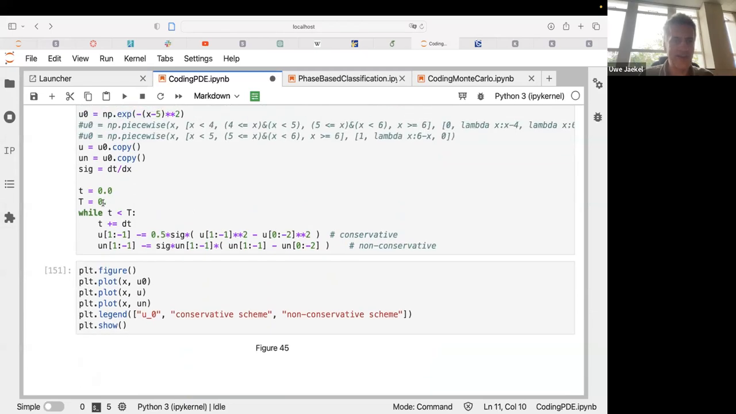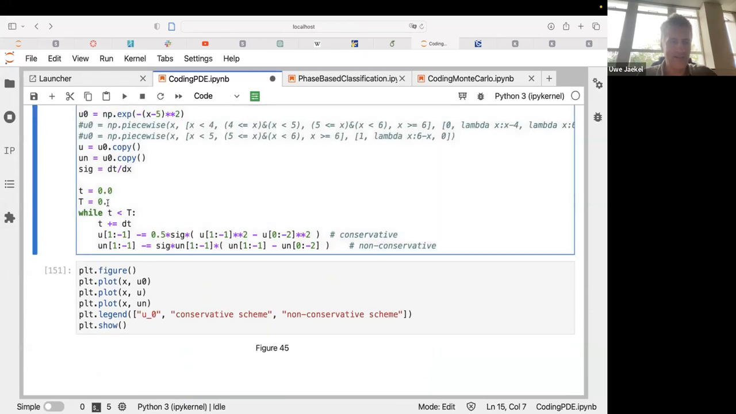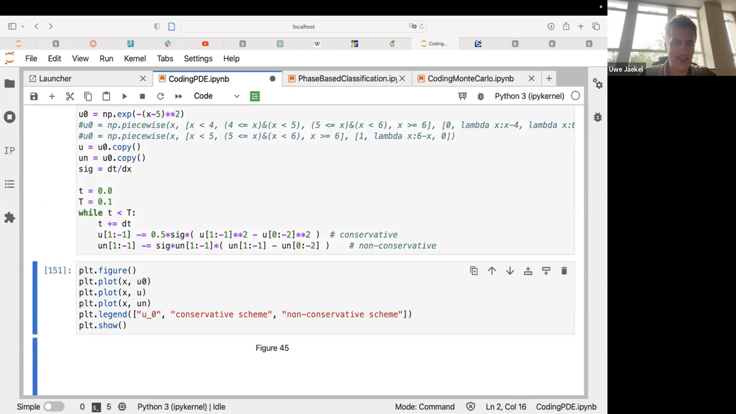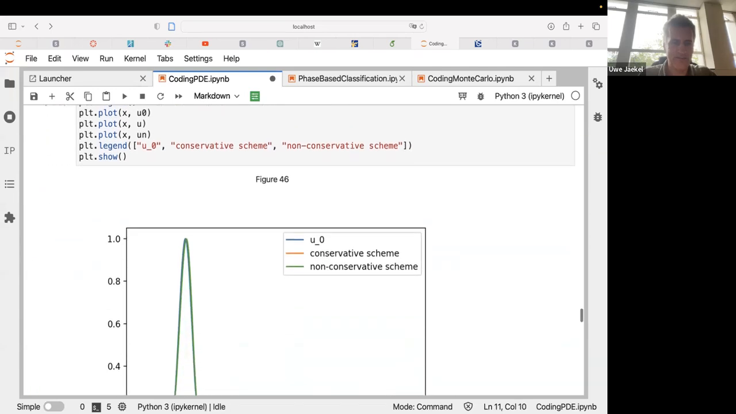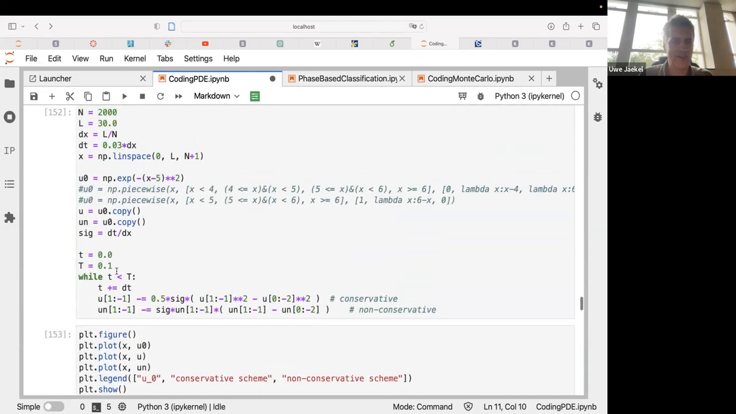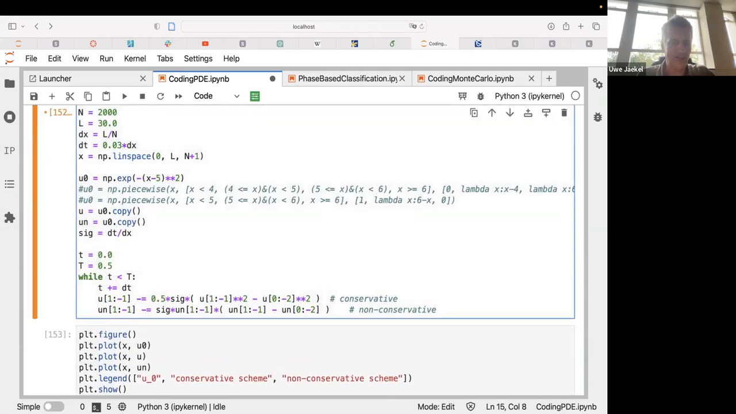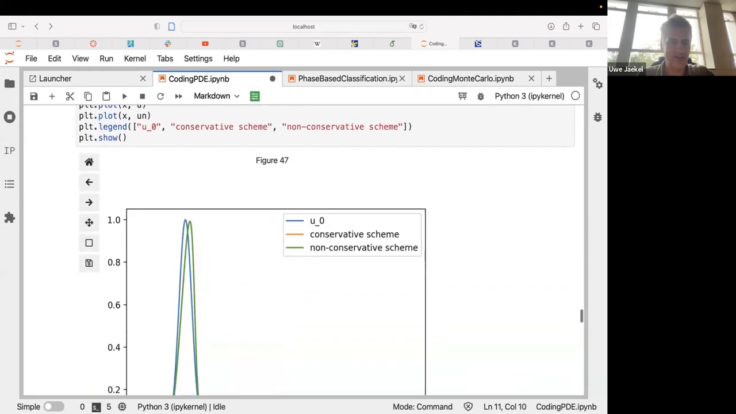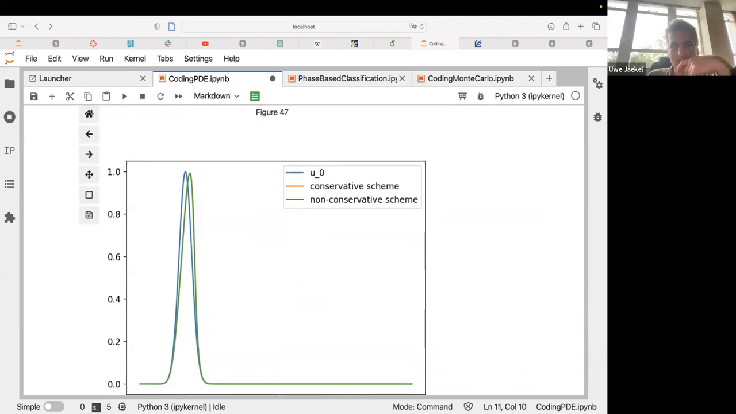Now let's move a little bit ahead. Let's do a few time steps and look what happens if t equals 0.1. And then you see things as expected start to move a little bit to the right. 0.1 is a little small. Let's go to 0.5. And you see this effect, and you also see the first effect that the curve is getting steeper here. So let's zoom in.